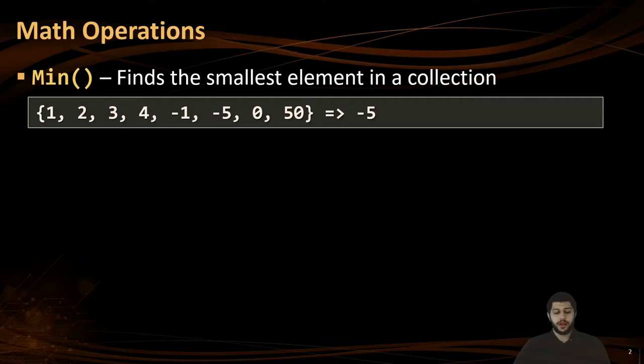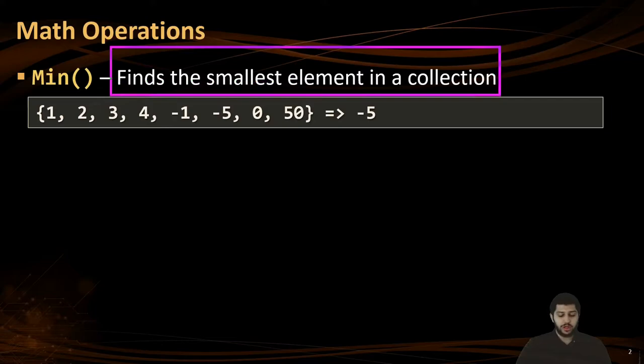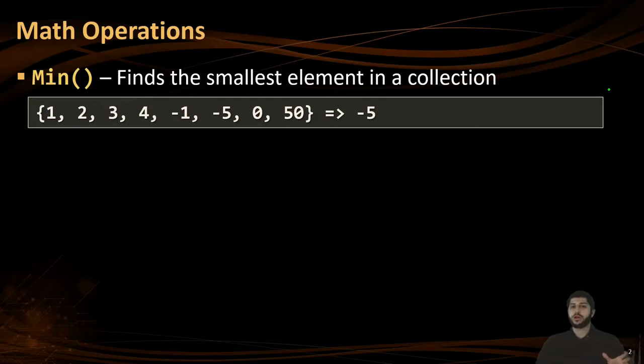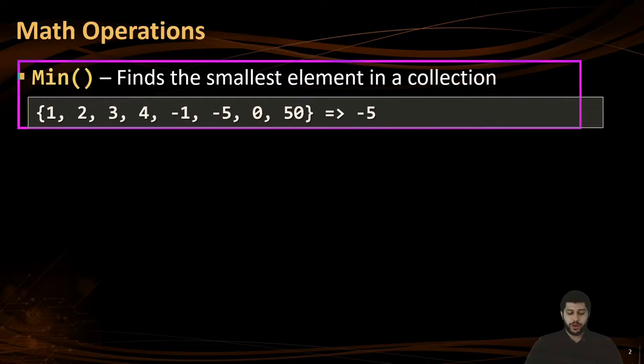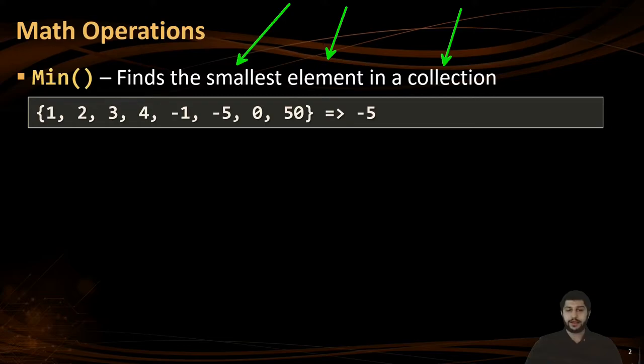Okay, the first thing that we are going to look at is the math operations that come with LINQ. The first one is the min function. What happens is the min function finds the smallest element in a collection. And keep in mind here that when working with LINQ, we're talking about collections, simply because LINQ works on collections. It just queries some information regardless of its source. So the min operation returns the smallest element in a collection.